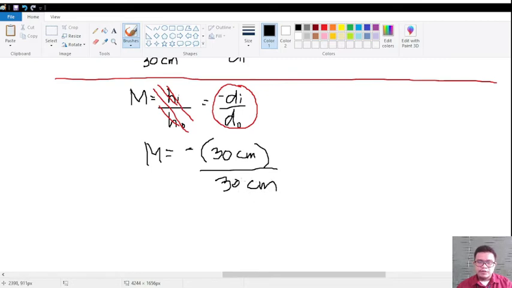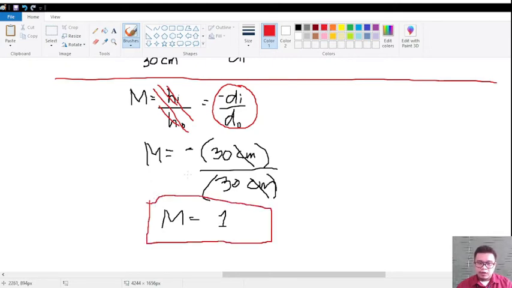So of course, if we divide that, we cancel this unit, and 30 divided by 30, that means that our M is equal to 1. And that is already our final answer. Oops, take note. Don't forget, there was a negative sign here. So our answer is negative 1. Okay? So M is negative 1.